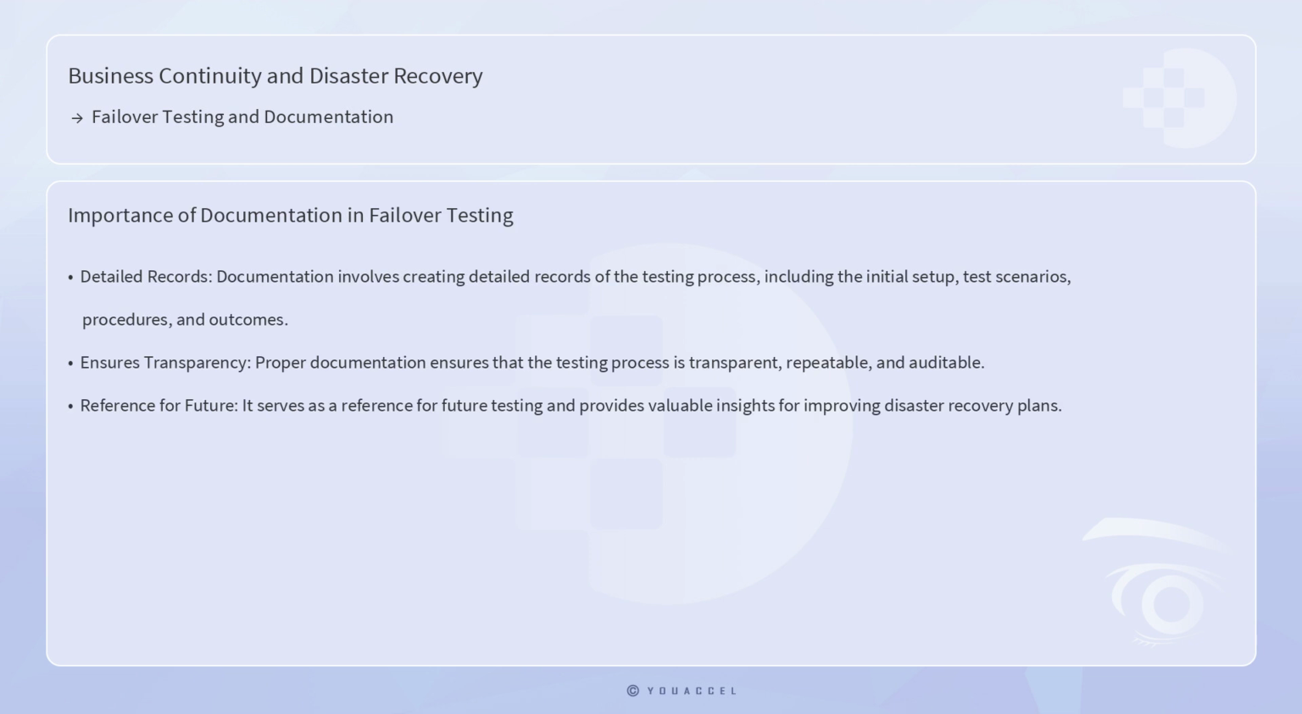Documentation is an integral part of failover testing. It involves creating detailed records of the testing process, including the initial setup, test scenarios, procedures, and outcomes. Proper documentation ensures that the testing process is transparent, repeatable, and auditable. It also serves as a reference for future testing and provides valuable insights for improving disaster recovery plans.